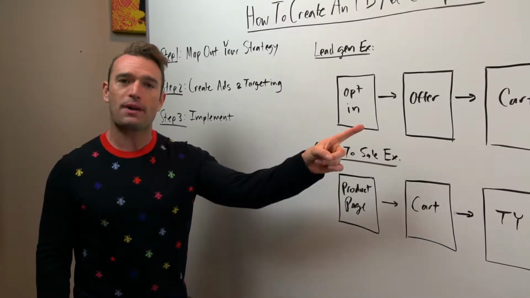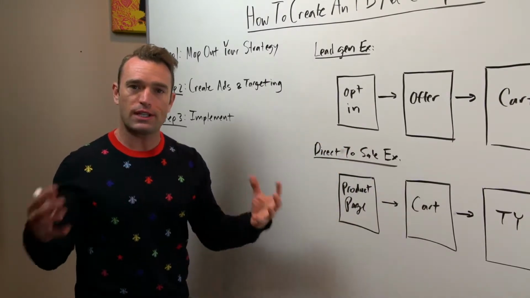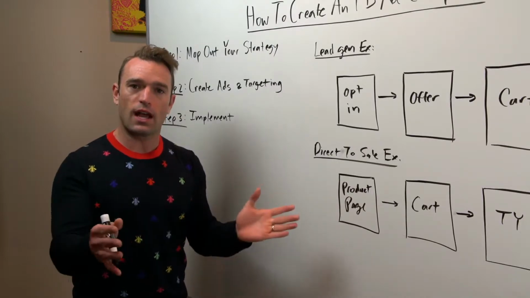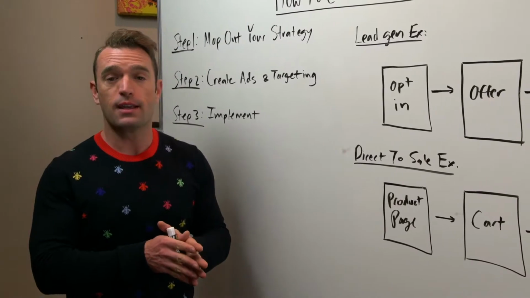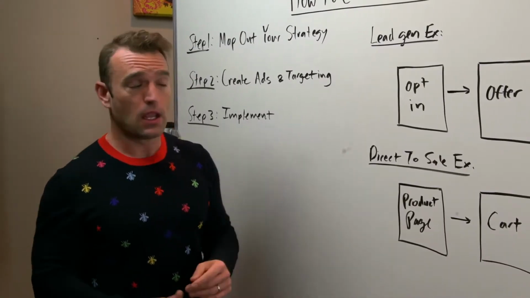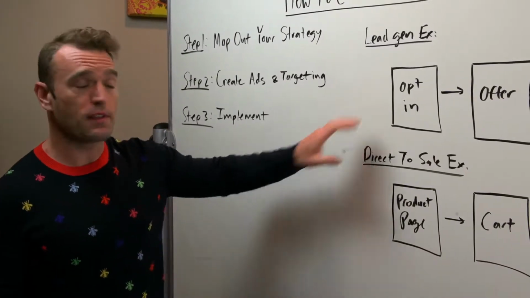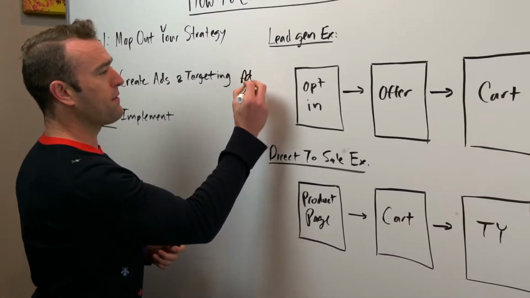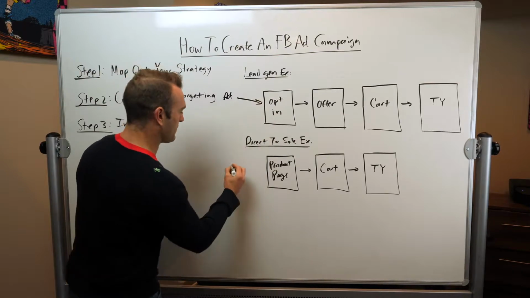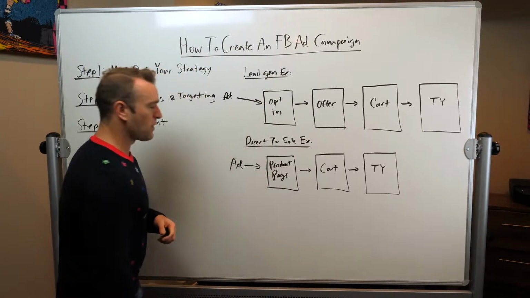I always like to map it out like this so that I can visually see what it looks like and decide where I want to have different ads in my process to be able to create a campaign that's profitable. So no matter what you're going to do with either of these models, whether you're doing lead gen or direct to sale, you're always going to have some type of ad that's going to go straight to the top of the funnel. That's always your first ad.